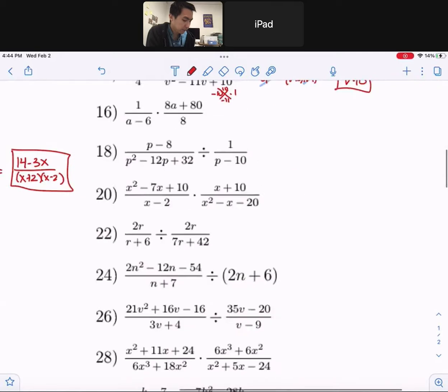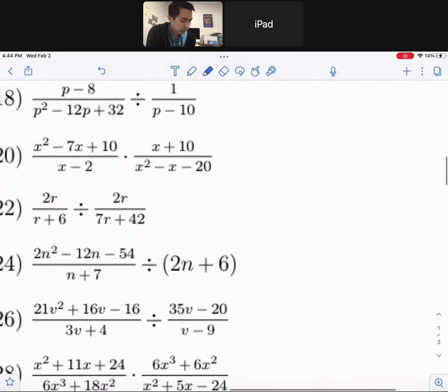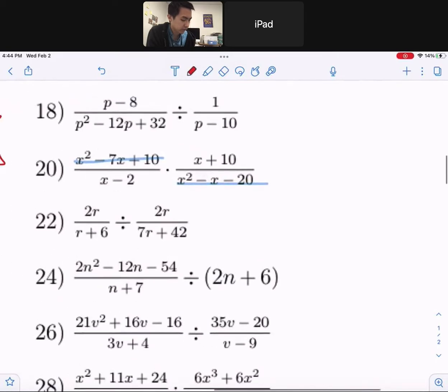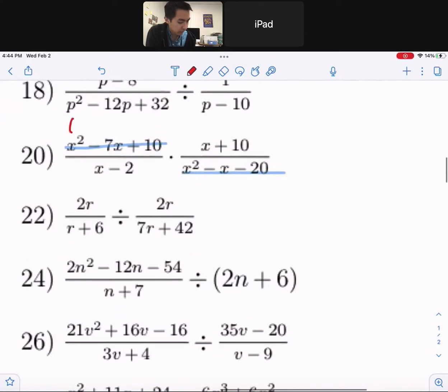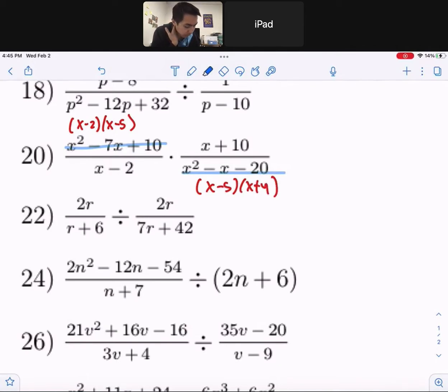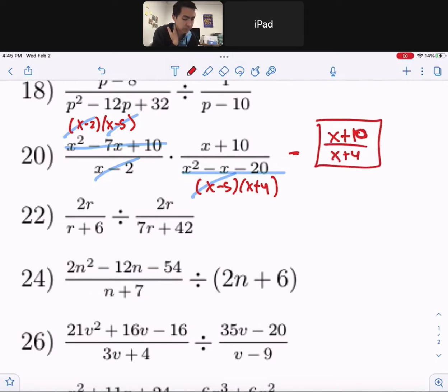Number 20. Now we do need to factor both of these, because it's multiplication. So we get x minus 2 times x minus 5, and here we get x minus 5 times x plus 4. And then from there, you cancel from top and bottom. X minus 2's cancel. X minus 5's cancel. So all you have is x plus 10 all over x plus 4.